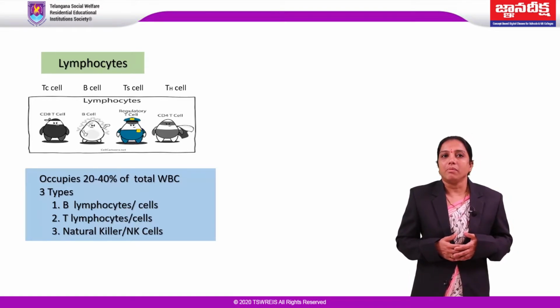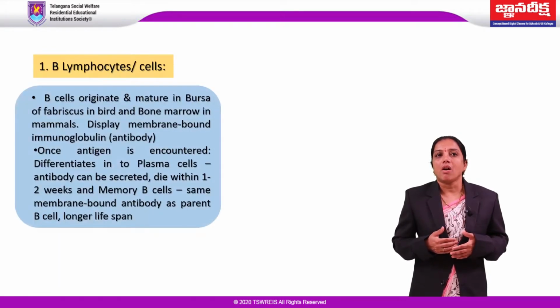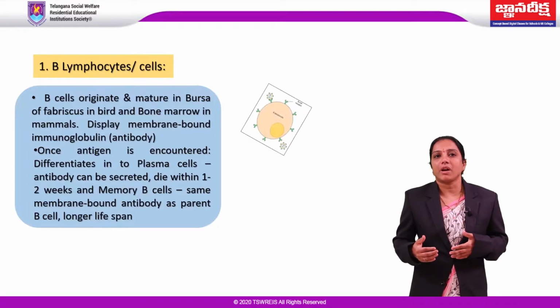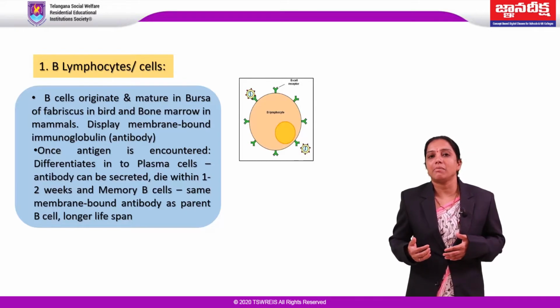First, we will see about the B lymphocytes. They are born and originate in the bone marrow and mature there itself, or migrate to the bursa of Fabricius in case of birds. They display membrane-bound antibody on their surface. You can see the Y-shaped structure on its surface, and once it is in contact with the antigen, they get activated by the cytokines produced by the T helper cells.